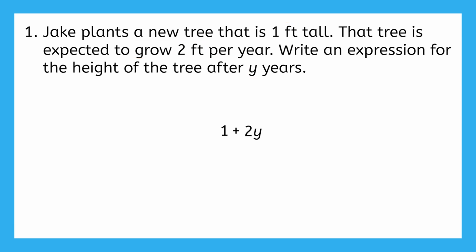Putting it all together, our algebraic expression is 1 plus 2y, which represents the height of the tree after y years. It starts off as 1 foot and then grows 2 feet every year for some unknown y number of years. Great work! Let's try another one.